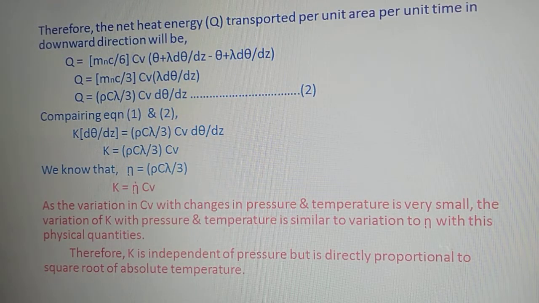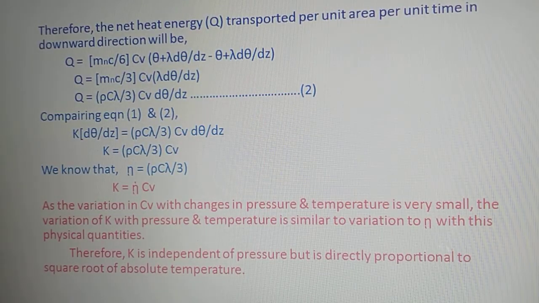As the variation in specific heat at constant volume with changes in pressure and temperature is very small, the variation of thermal conductivity with pressure and temperature is similar to the variation of eta with these physical quantities. Therefore, K is independent of pressure, but it is directly proportional to the square root of absolute temperature. I hope you have understood this.